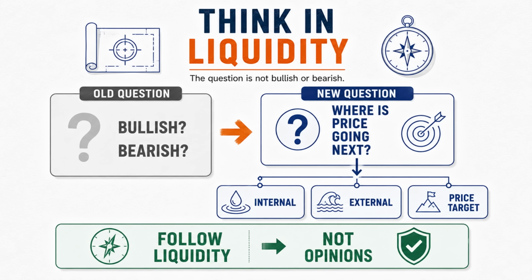The next step is understanding where liquidity actually sits and how it is defined inside and outside the trading range. When you understand internal and external liquidity, you no longer ask whether price is bullish or bearish. Instead, you ask which pool of liquidity price is likely to target first.